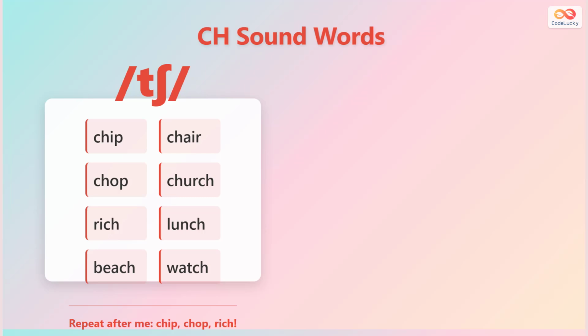Now let us practice common words with the CH sound. Listen to each word. Chip, chop, rich, beach, chair, church, lunch, watch. All of these words contain the sharp CH sound. Repeat after me. Chip, chop, rich. Notice how each word has that quick, explosive CH burst at the beginning or in the middle of the word.